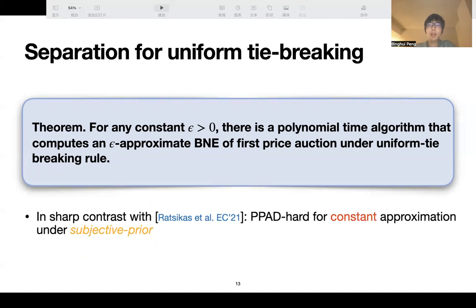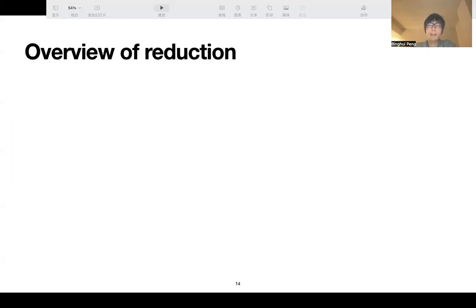This result also shows that proving hardness is more challenging in the common prior setup. And on the positive side, if you are satisfied with, say, a 0.1-approximate equilibrium solution, then there exists a polynomial time algorithm by this result. In the rest of the talk, I will focus on the first part, that's the hardness, and I will give you an overview of our reduction.